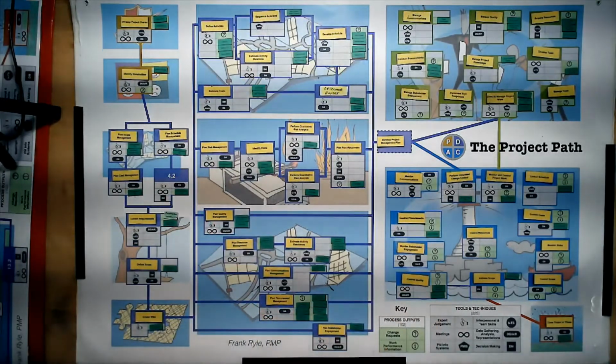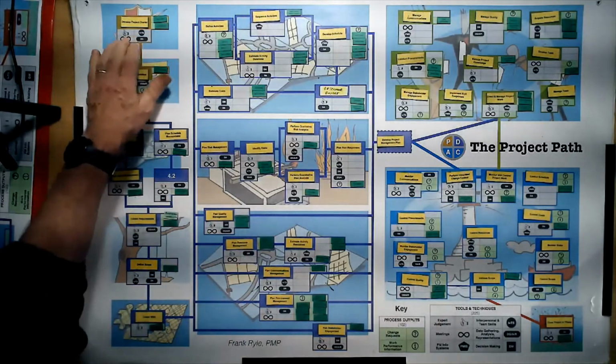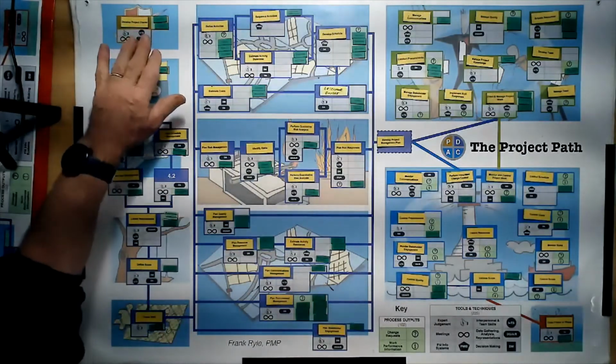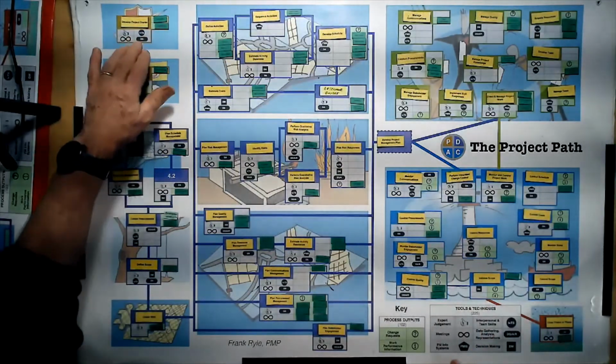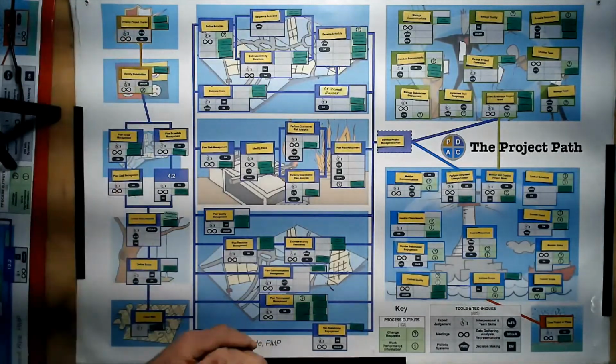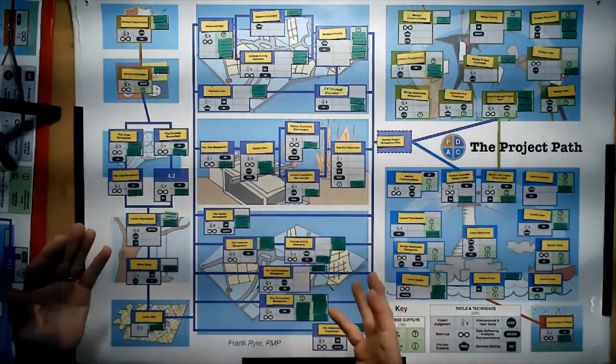So let's get going. We want to look at the types of tools and techniques that you would use in Develop the Project Charter. Now you can see here that we have data gathering, and then we have interpersonal and team skills. We have expert judgment, and we have meetings. So not a lot for me to add here. If you have a copy of the poster, then you can do this yourself.